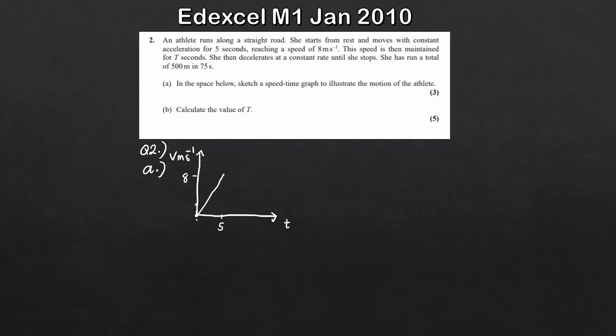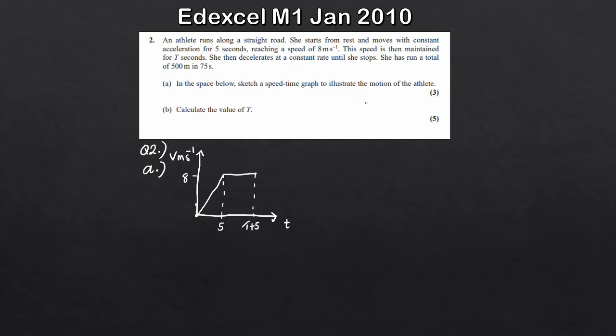So that's that constant acceleration there. We then know the speed is maintained for t seconds. So this would then be a straight line for t seconds. We just don't know what t is, so let's just put that in. So that's 5 seconds. This would then be t plus 5. If it's t seconds along, and we start from 5, this would be t plus 5 here.